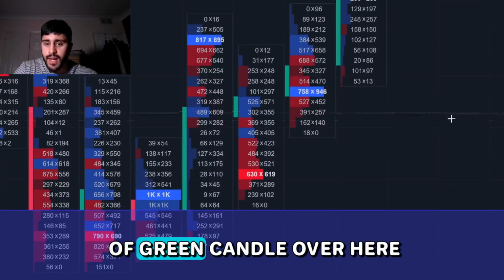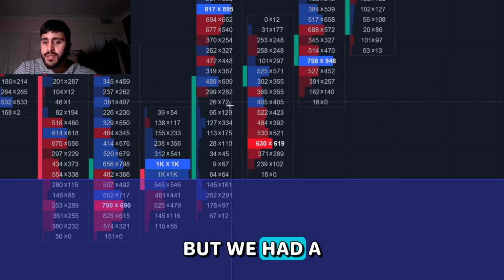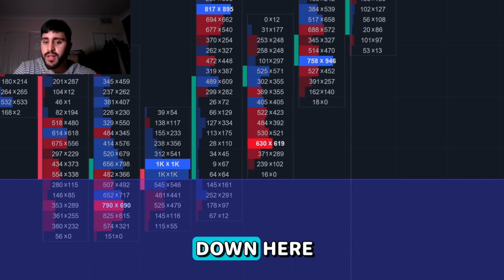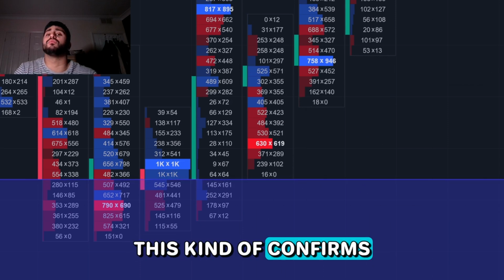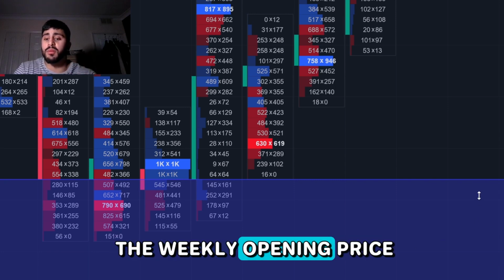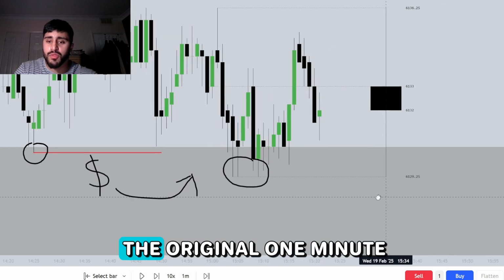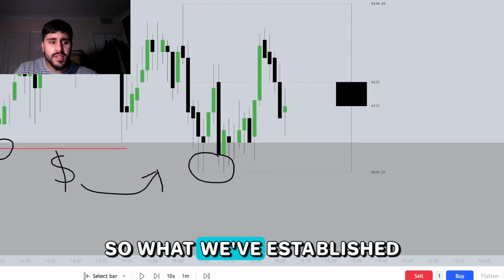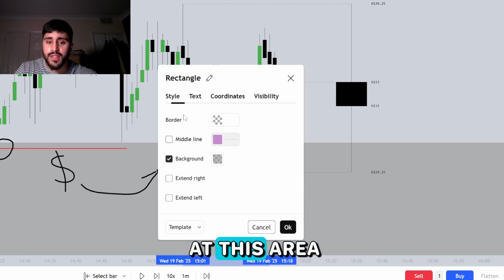Look at this green candle over here. This green candle had a ton of buyers at the top, but we had a ton of aggressive sellers down here. None of these aggressive sellers were rewarded at this level. So this confirms our POI to be completely correct, right? We're also below the weekly opening price, which gives us a massive confirmation. Now from here, let's go back to the original 1-minute time frame. So what we've established here as traders is that these sellers are very much failing at this area.